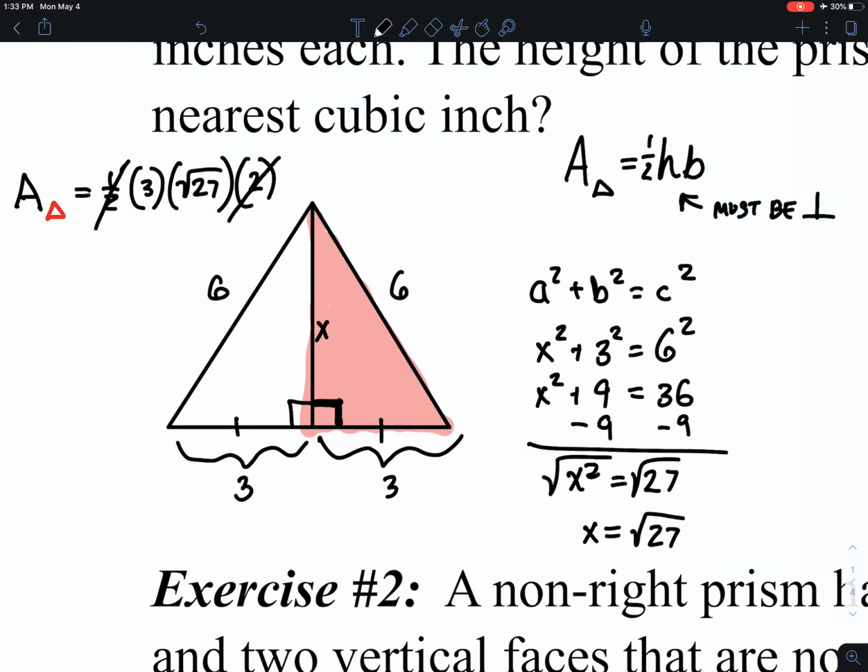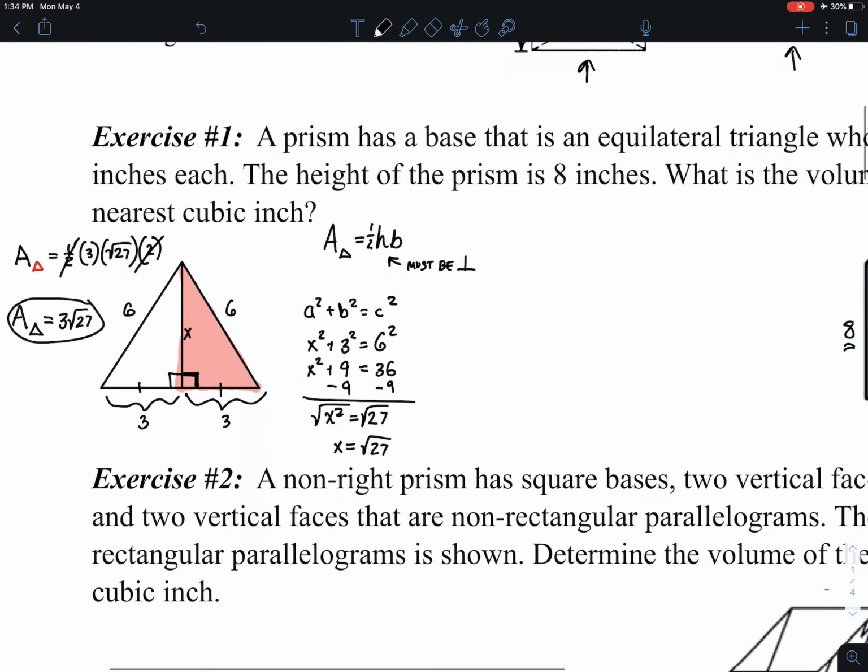So what we end up with is the area of the whole triangle, the black triangle, all the way around, is going to be equal to just 3 rad 27. Simple as that. All right? Now, that is a big part of this question, and you would definitely get partial credit for getting that far, but we want to find the volume.